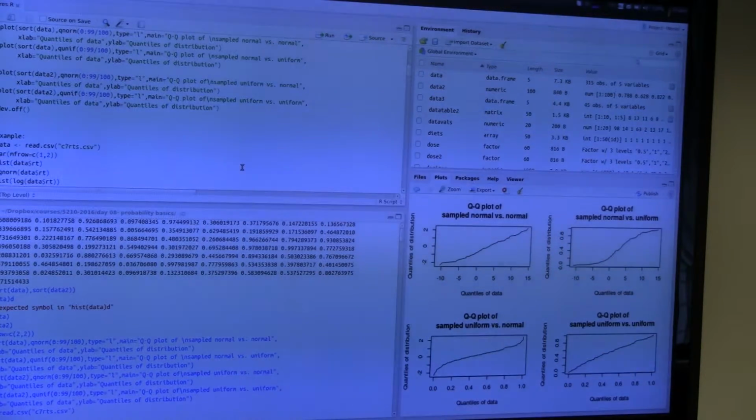I sent you this data file, right? Yeah. Okay, load that data file and tell me what you think about its distribution.